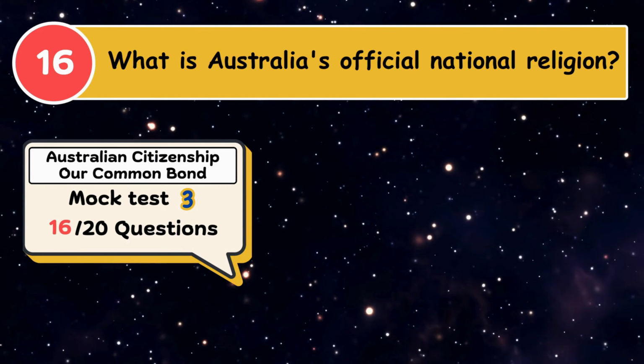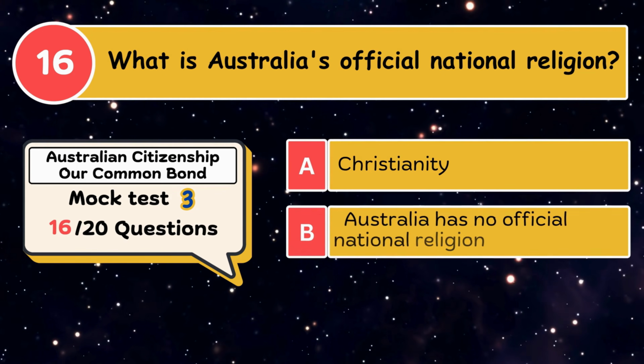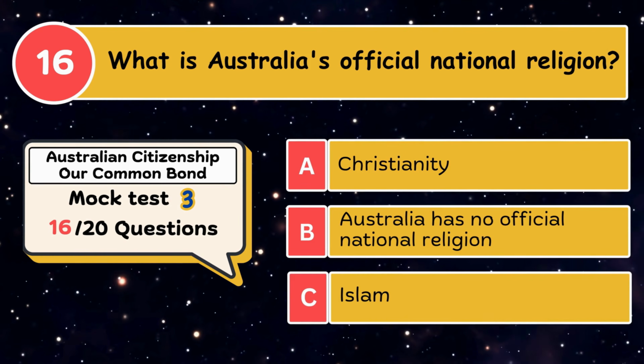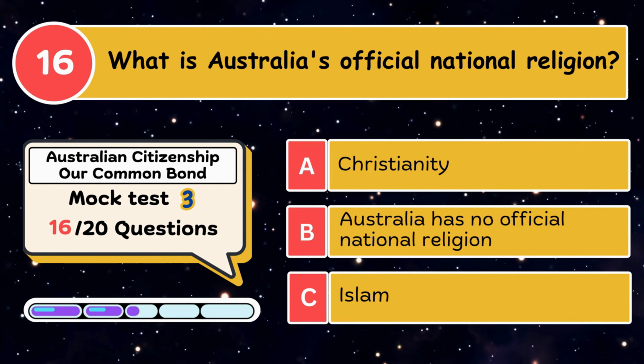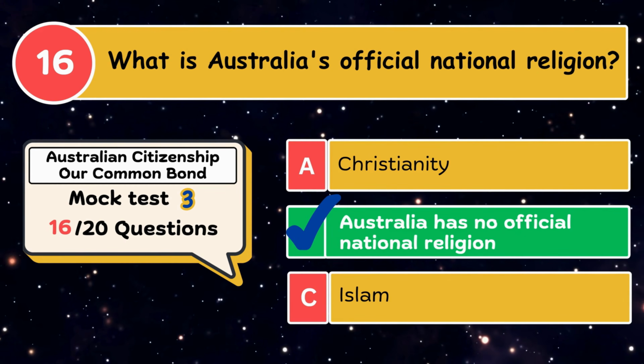What is Australia's official national religion? A. Christianity. B. Australia has no official national religion. C. Islam. The correct answer is Australia has no official national religion.